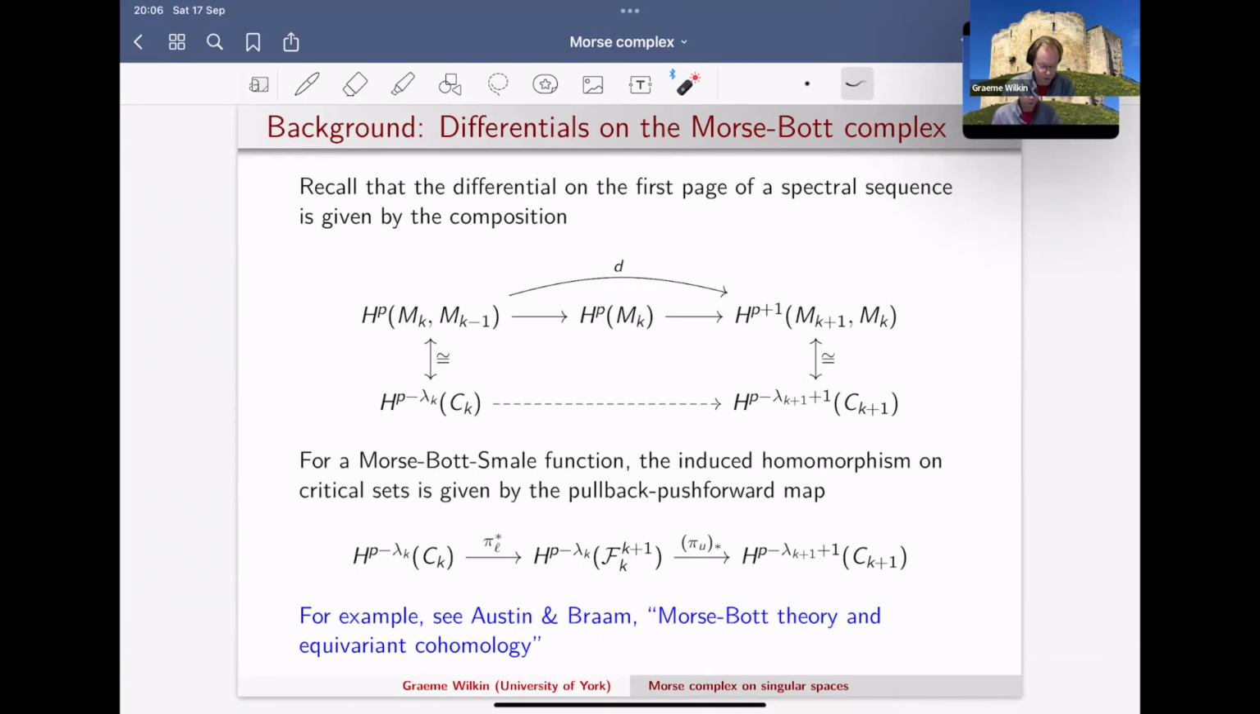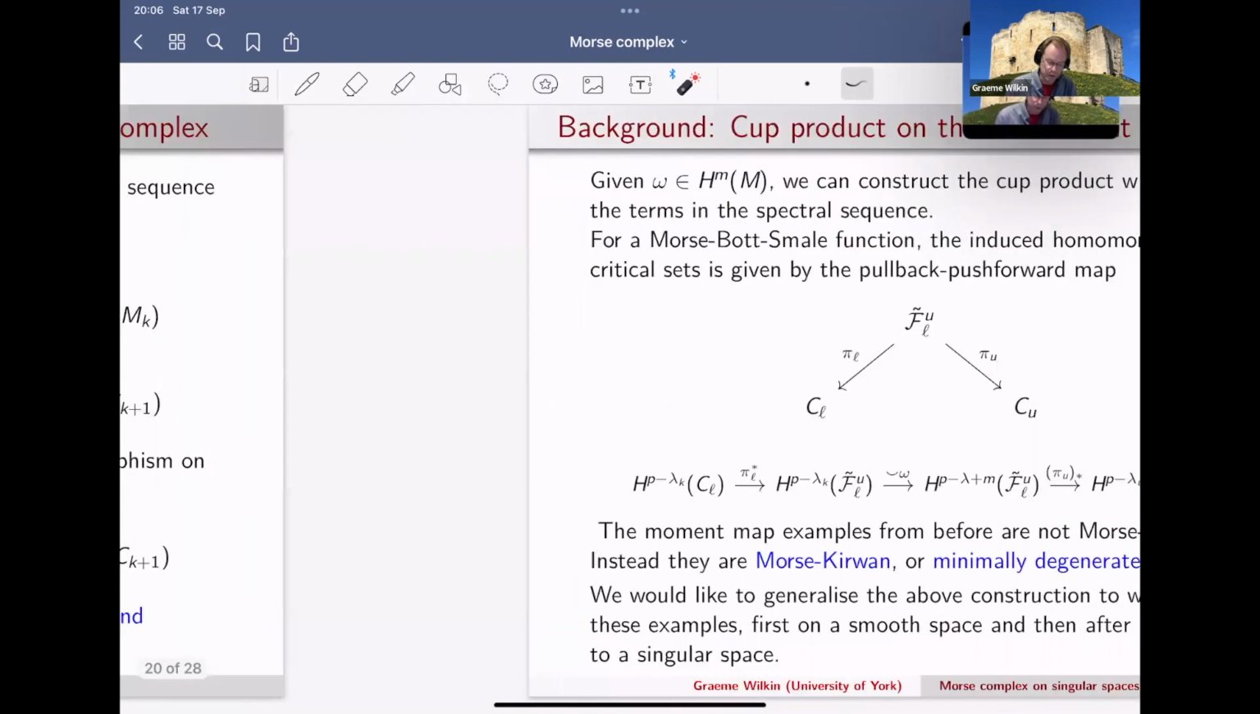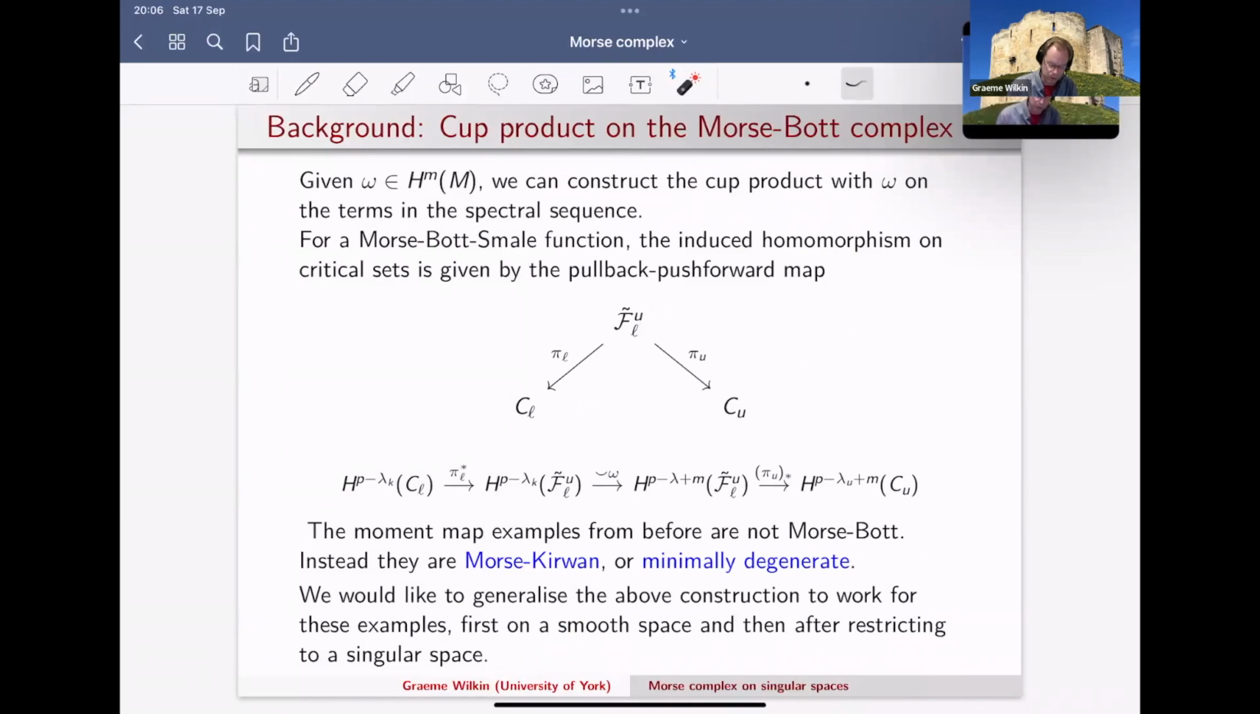So that's the construction, and you can do this in singular cohomology as well. It doesn't have to be de Rham cohomology, as in Austin and Braam's paper. So the spectral sequence construction works in singular cohomology. But a key to this, as we'll see in a minute, is the transversality. Okay, and then you can do the same thing with the cup product.